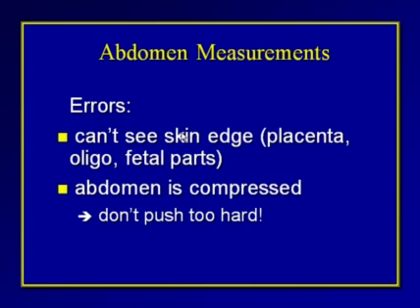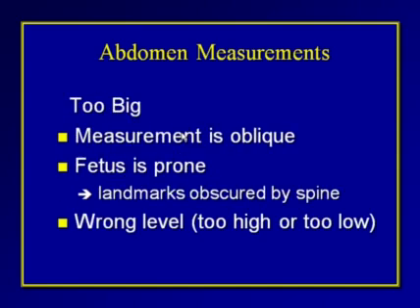When errors get made with abdominal measurements, it's often because you can't see the skin edge. There's a placenta in the way, oligohydramnios is preventing you from seeing the true edge of the skin, or there are fetal parts, there's an elbow, there's a knee, something's in the way. Or sometimes what happens is because of compression from the ultrasound probe, the abdomen itself is compressed and it becomes too oblique. When the measurements are too big, it's typically because the measurement has been taken in an oblique plane rather than a true axial plane.